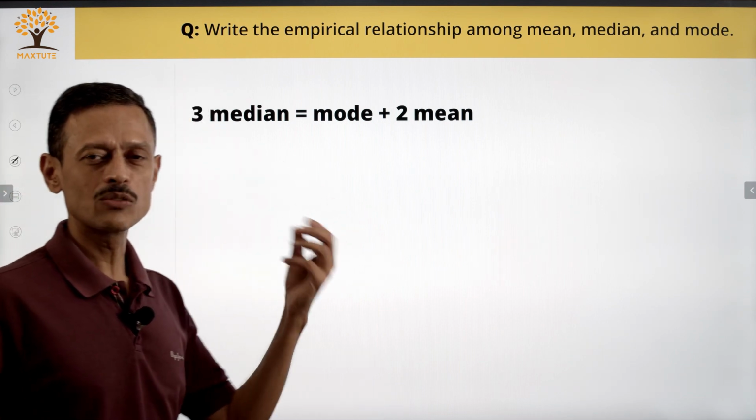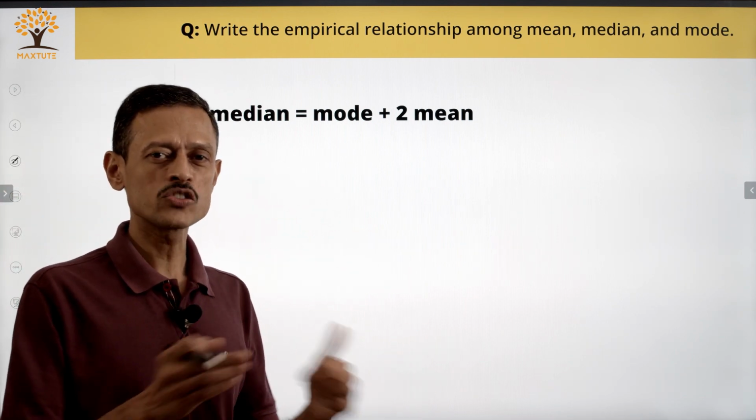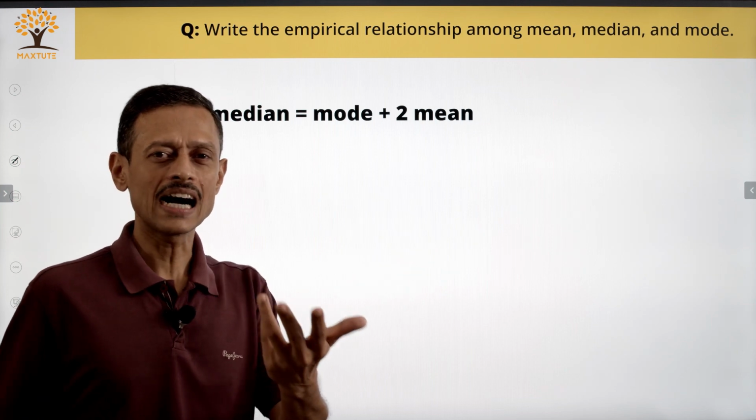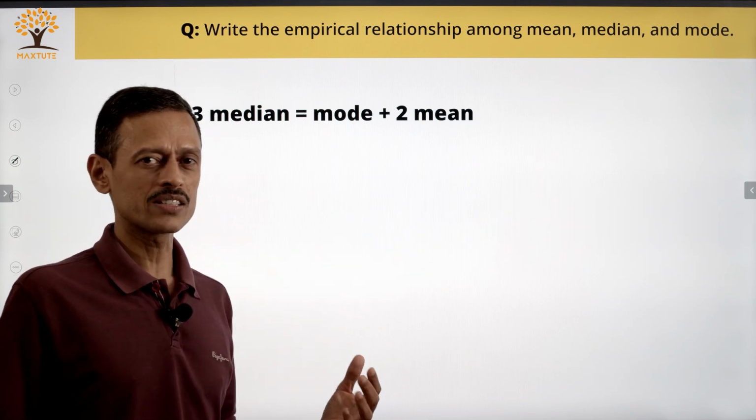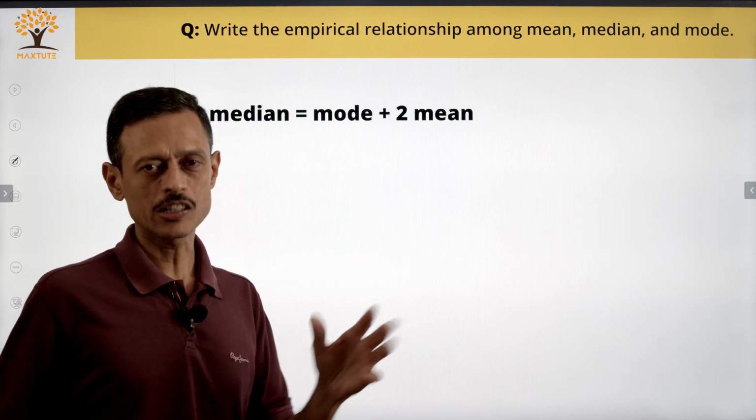3 median is equal to mode plus 2 mean. Write this, get a mark, move on. Takes probably half a minute to complete this. So remember it before the examination, write it 3-4 times and see, because if you get a question of this kind, you should not miss it.